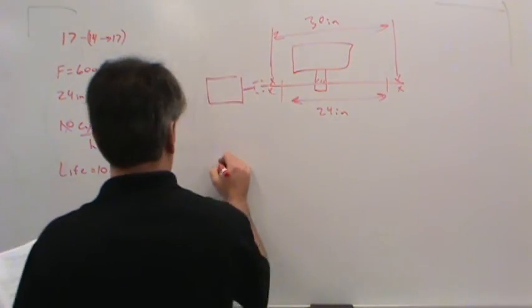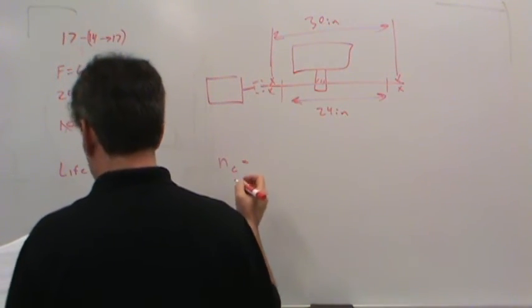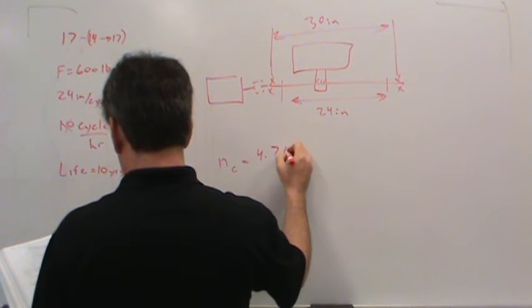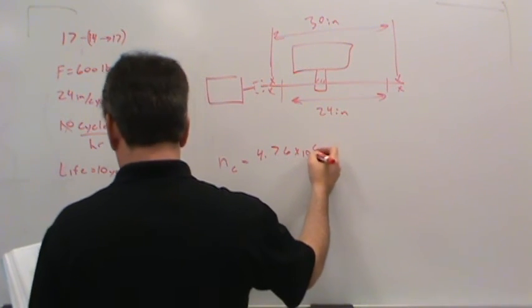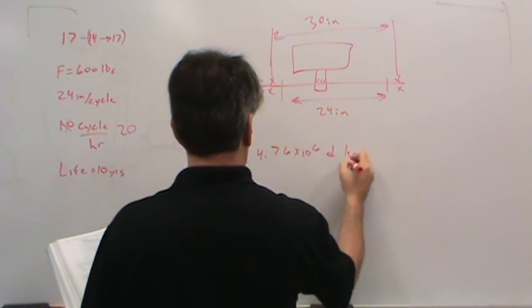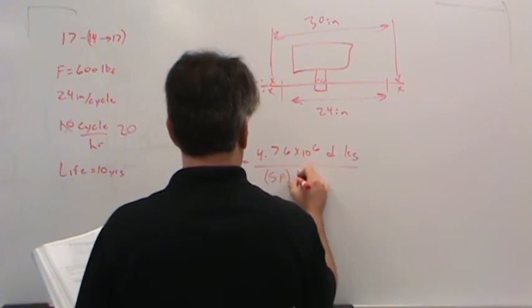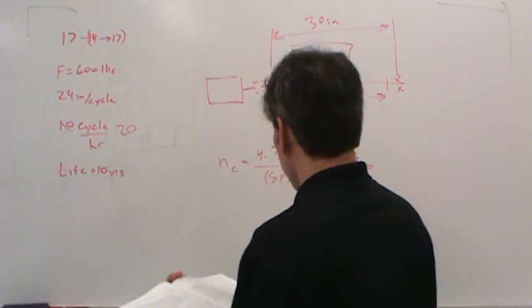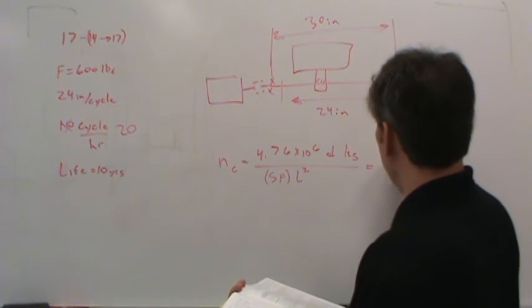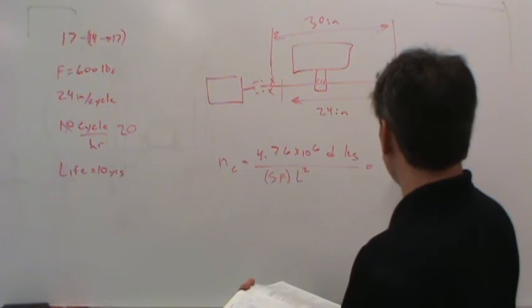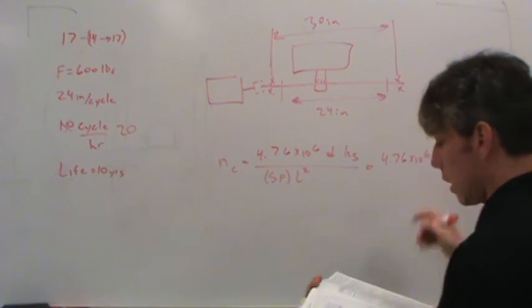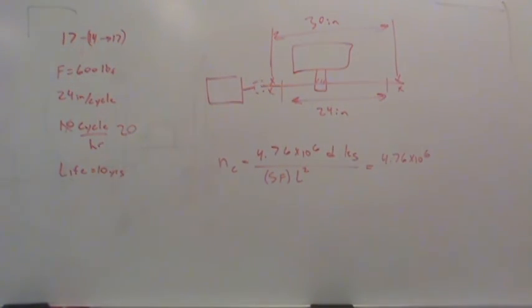So to calculate the critical speed, we'll use equation 17-15: 4.76 times 10 to the 6th times D times Ks, divided by a safety factor, divided by the length squared. Now what is all this stuff? Well, basically this 4.76 times 10 to the 6th is a big conversion factor. D is the minor diameter of the screw.